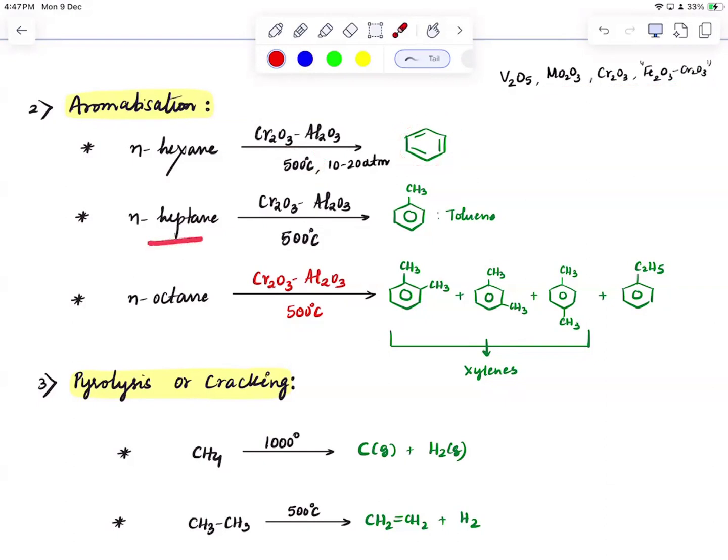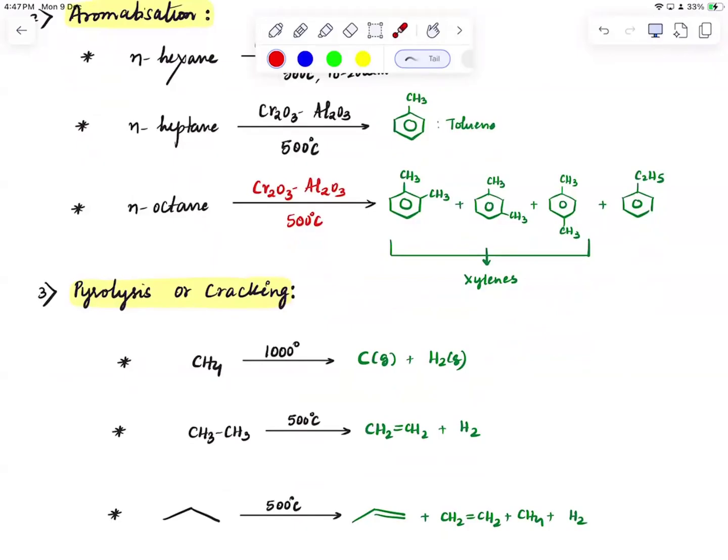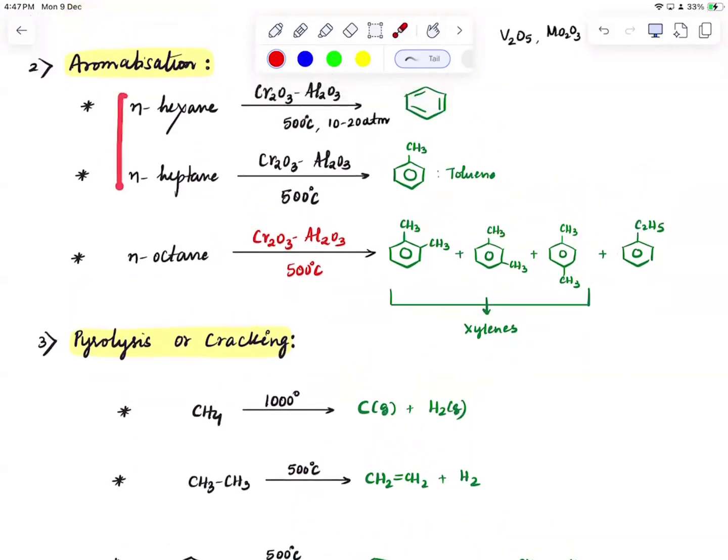If it is n-hexane, I will get toluene as a major product. If it is n-octane, I would be able to get xylenes, which is orthoxylene, metaxylene, and paraxylene, while we can also have ethyl benzene. These are the products you can have. Clear? So this type of reaction is called aromatization.